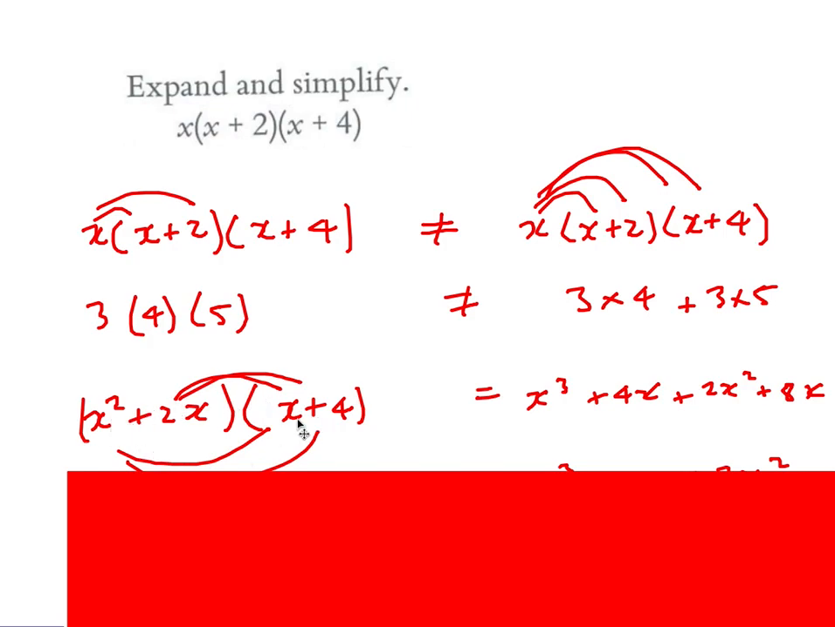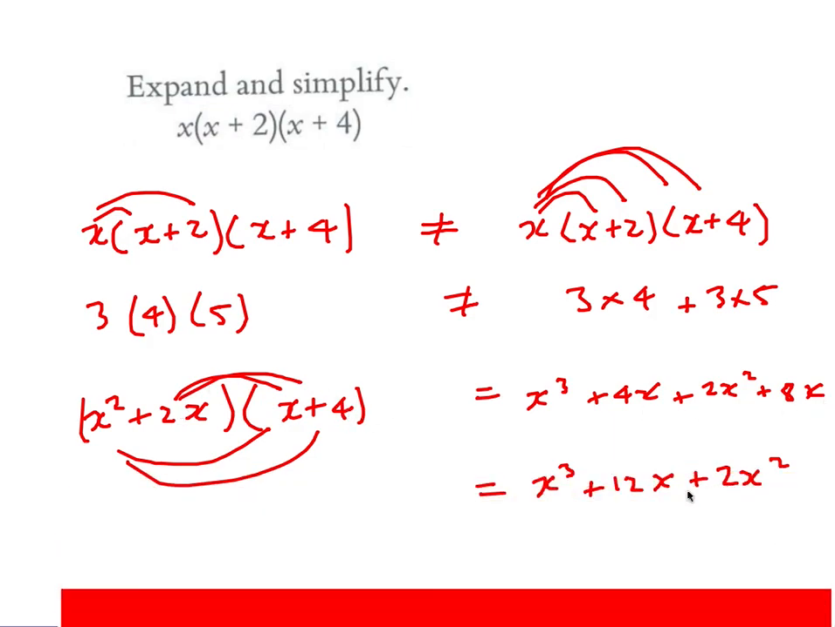So x squared times x is x cubed. x squared times 4 is 4x squared. 2x times x, 2x squared. 2x times 4, 8x. And that's it. And then obviously simplify it. In this case here, I've got an x cubed, I've got 4x squared and 2x squared, and I've got 8x.